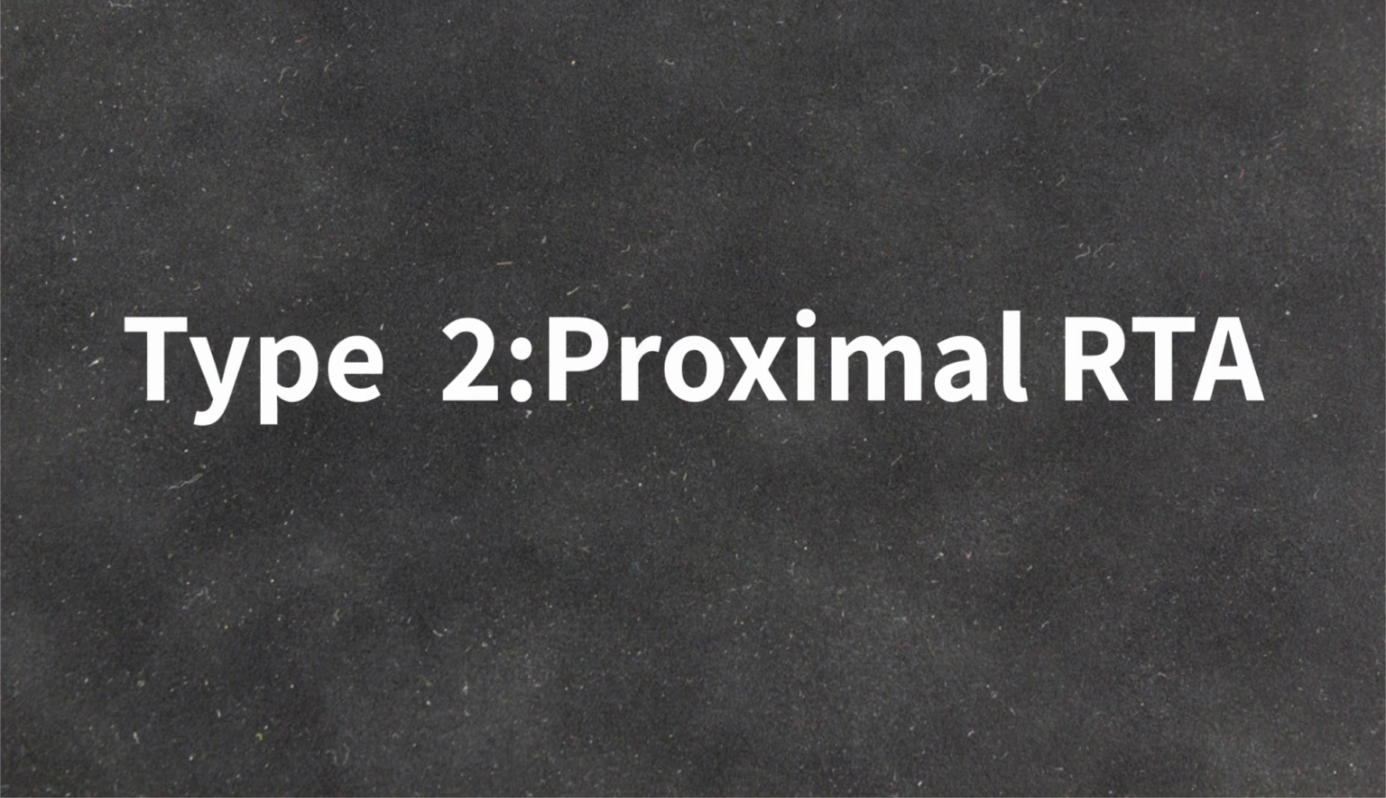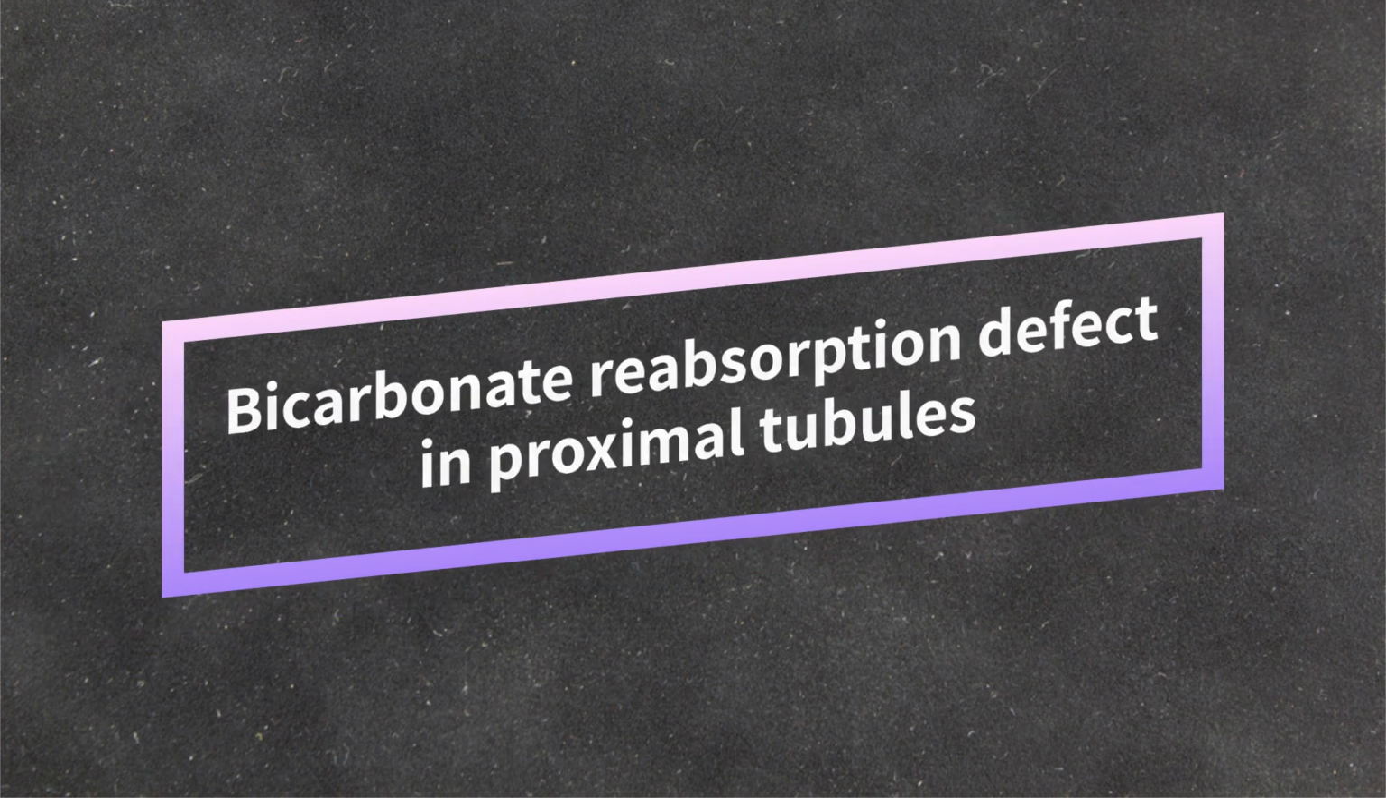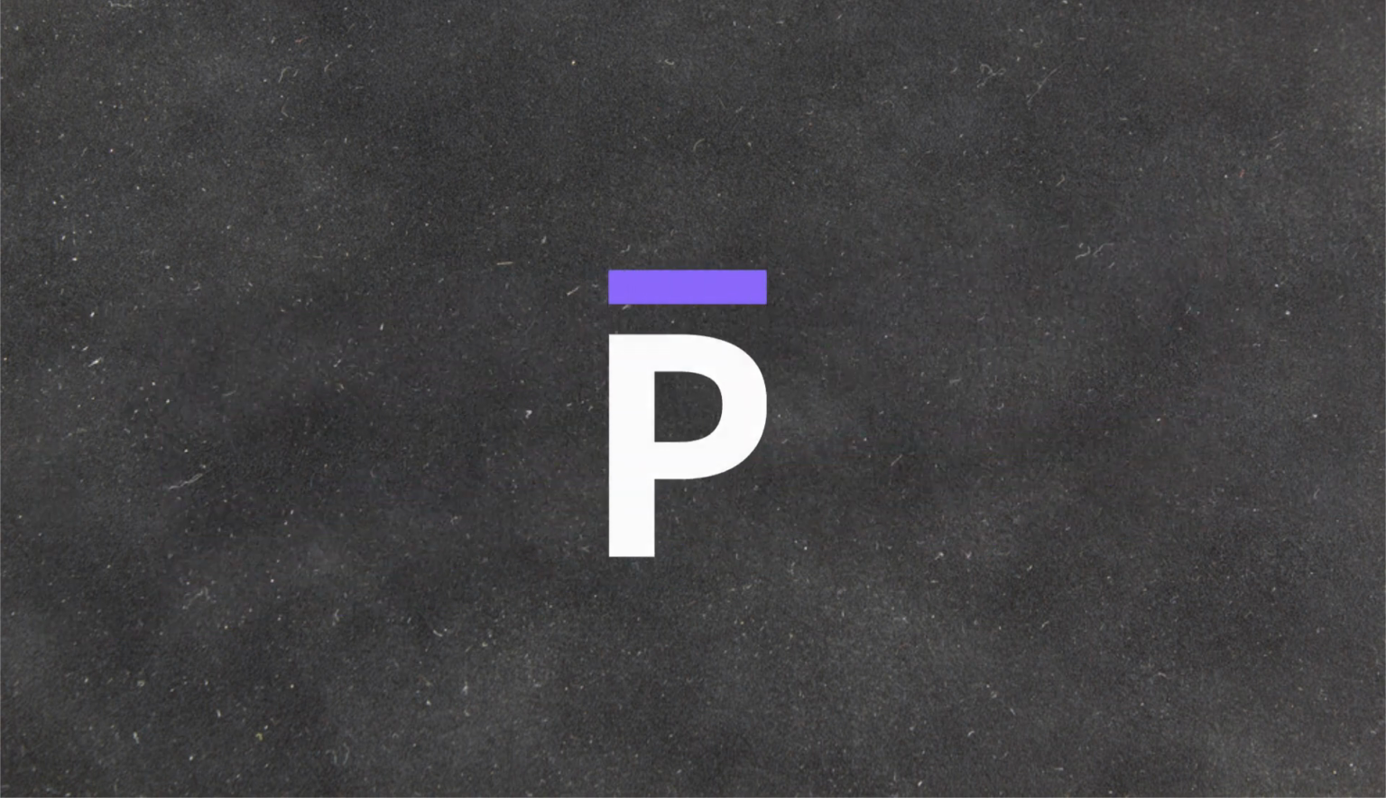Type 2, proximal renal tubular acidosis. In this type, there is bicarbonate reabsorption defect in proximal tubules. We will take the letter P to remember the proximal type. P4.